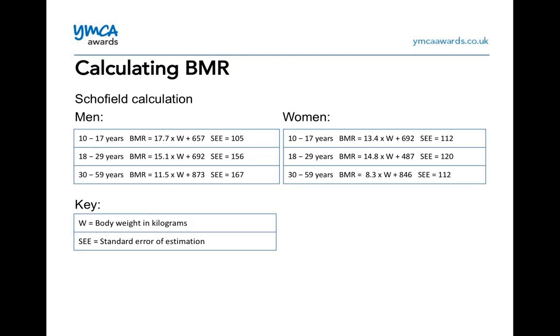If you are a male between 18 and 29, your basal metabolic rate will equal 15.1 times your weight, which is in kilograms. So, Charlie, how much do you weigh at the minute, mate? 91 kg. So you're going to be 15.1 times 91 plus 692, which will give you a total. You're frantically doing it on your calculator now, aren't you? Yes. Okay.